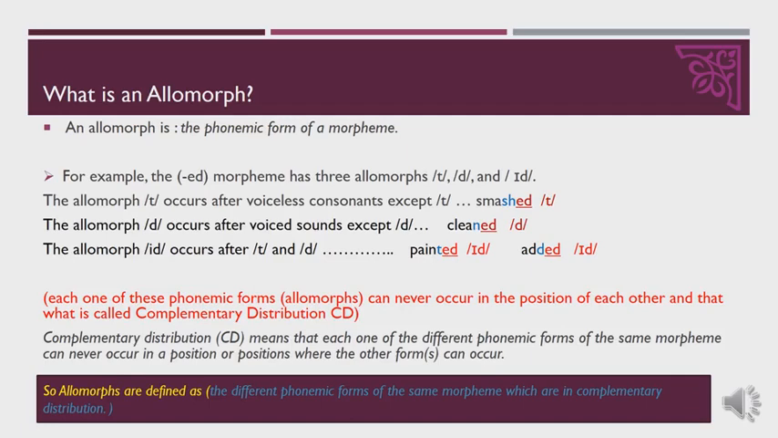An example of allomorphs is the ed morpheme, which has 3 allomorphs. The ed morpheme is an inflectional suffix. It is a morpheme and it has 3 pronunciations: te, de, and id. When the verb ends with a voiceless consonant, except te, the ed that is attached to this verb is pronounced as te.